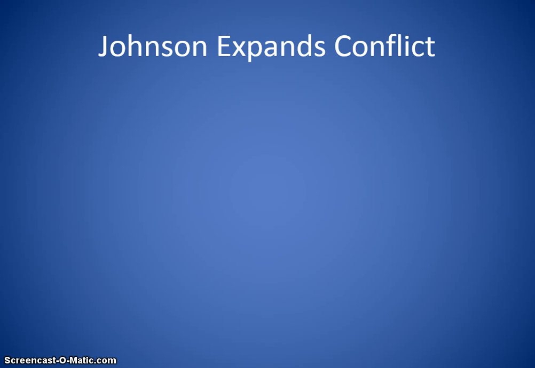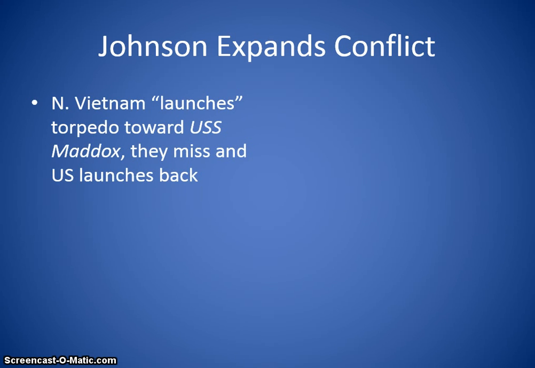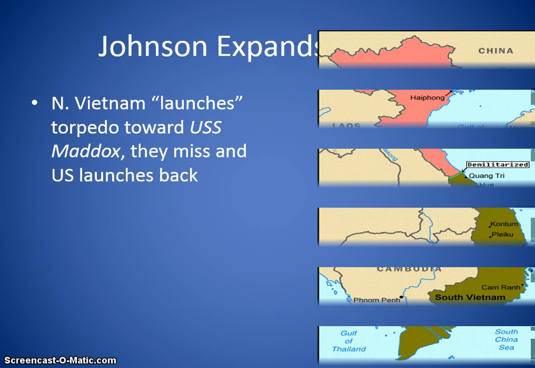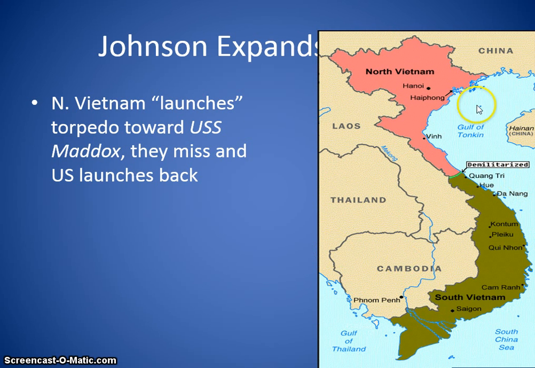Now President Johnson, LBJ, expands the conflict. Now North Vietnam launches a torpedo, quote unquote, a torpedo towards the USS Maddox. They miss and the United States fires back. And this is how it officially gets the United States involved, right? And here you're going to have the Gulf of Tonkin.